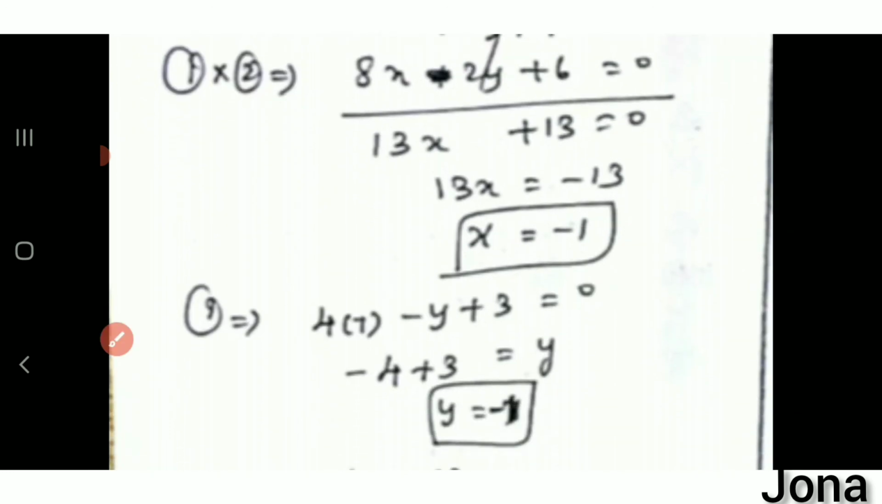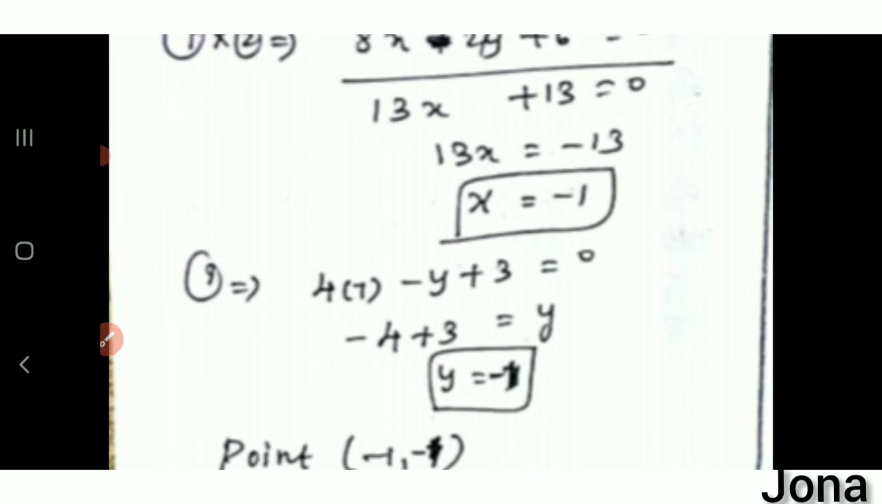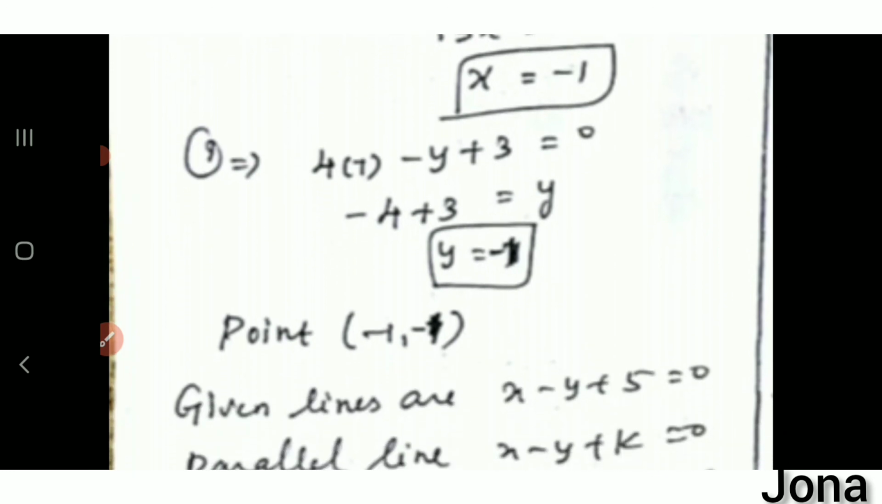And then we want to find the value of y now. From the first equation, if we substitute x, we get 4 of minus 1 minus y plus 3 equal to 0. That's nothing but minus 4 plus 3 equal to y, that is y equal to minus 1. So the point we want is minus 1 comma minus 1.